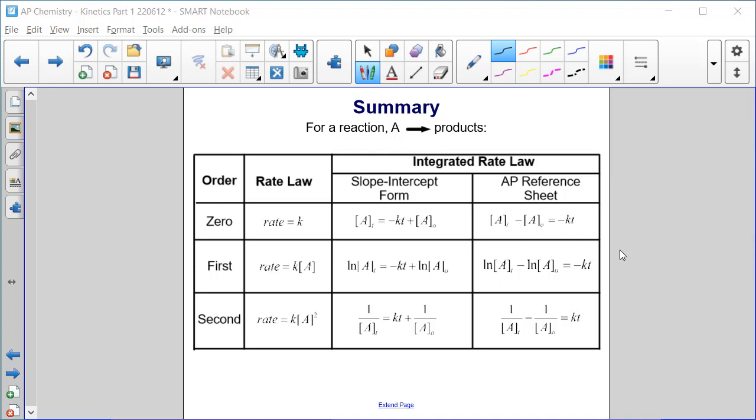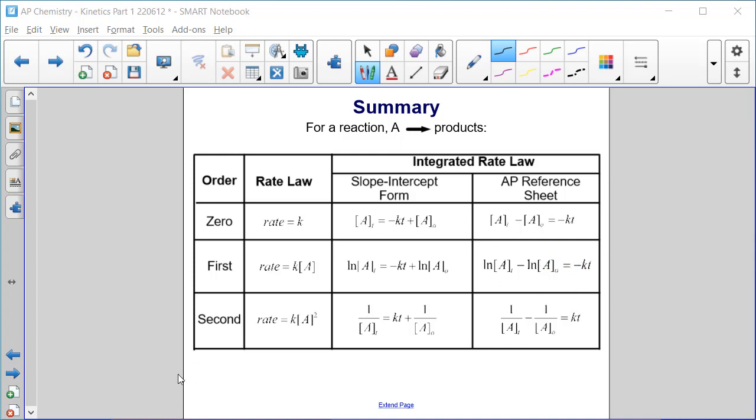For a first order process, rate is equal to K times the concentration of A. And for our integrated rate laws, in order to get that straight line on our graph, we plot the natural log of concentration with respect to time. On your AP reference sheet, again, this is written as a difference in the natural log of concentration at time t minus natural log of concentration at time 0. Okay, just in a slightly different form.